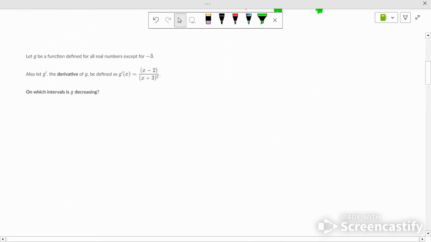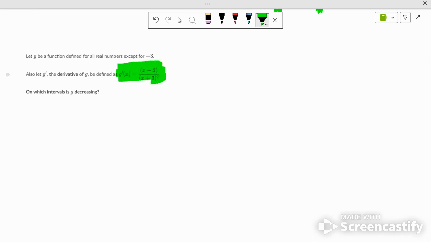All right, let g be a function defined for all real numbers except for negative 3, because negative 3 will put 0 in the denominator. Okay, where is this decreasing? We're told that this is the first derivative, so we don't even have to find the first derivative, okay? We set the first derivative equal to 0. If we multiply both sides by x plus 3 quantity squared, what do we get? x minus 2 equals 0. So x equals 2. 2 is a critical number.